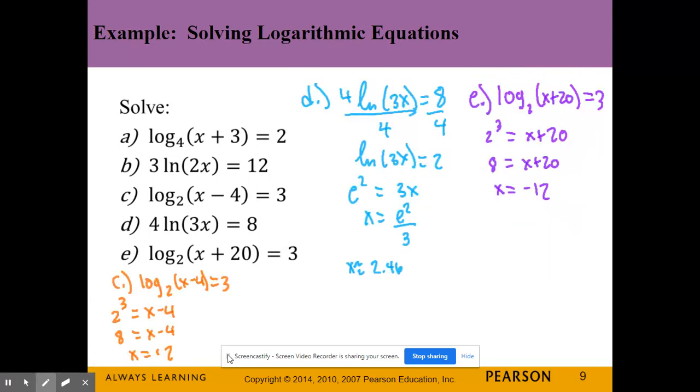Part C, use definition of log. I rewrote it as 2 cubed is equal to x minus 4. And then solve for x and got 12. Part D, that was closer to the part B that I had previously done. Start by dividing by 4, then use definition to get e squared is equal to 3x, divide by 3. e squared divided by 3 is the exact answer. 2.46 is the rounded answer. And then for part E, just use definition, get 2 cubed is equal to x plus 20, solve for x, and you get negative 12.